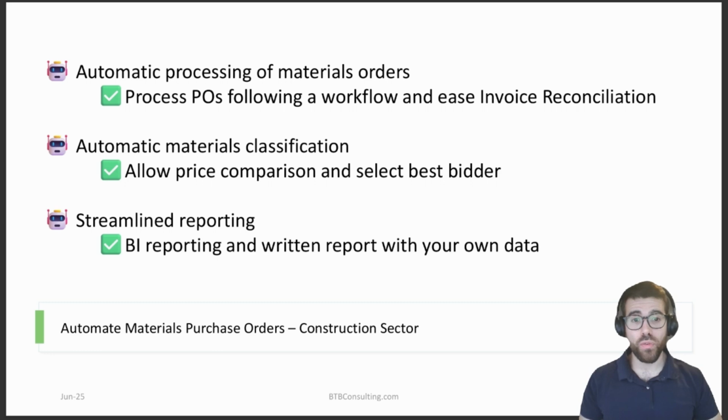clients we work with. The first use case is about automating materials purchase orders in a construction company. In this client, we've been working more than a year automating different business processes, and the place where we've put the most emphasis into artificial intelligence has been in the materials orders processing.